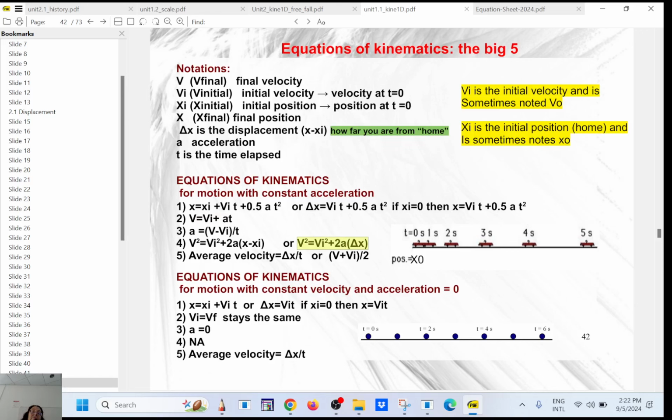Okay. Because it does not have what? What is it that the other three have and this one does not have? Time. Very good. Okay. So very useful when you do not have the time. Average velocity is the displacement over time, or initial velocity plus final velocity divided by 2, because it's increased at a constant rate. So typical motion with a constant acceleration, you're going to use those equations.